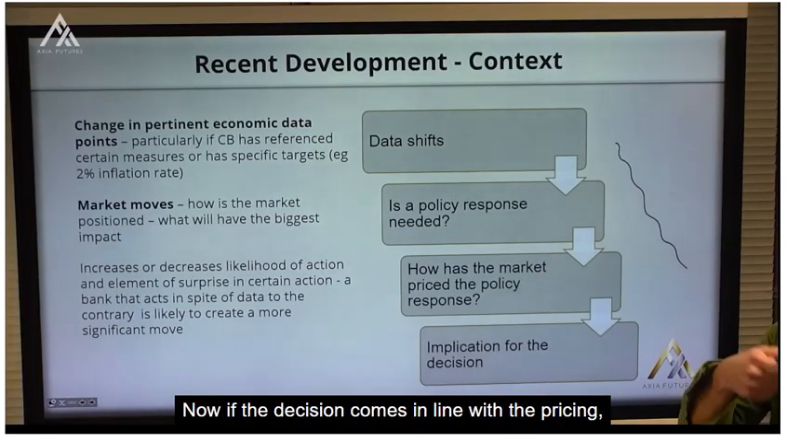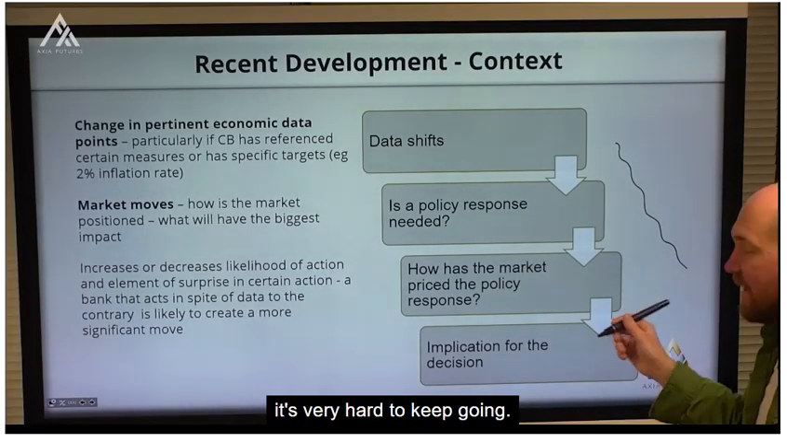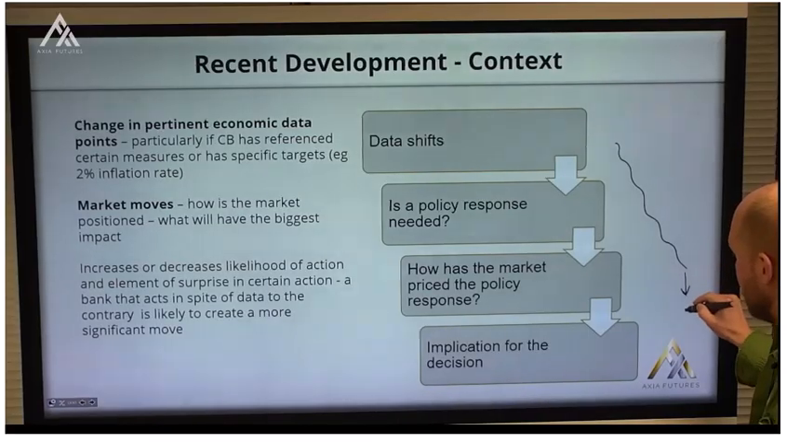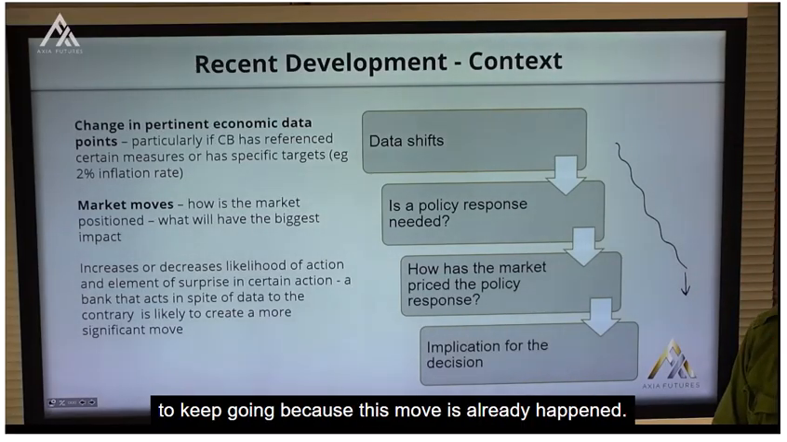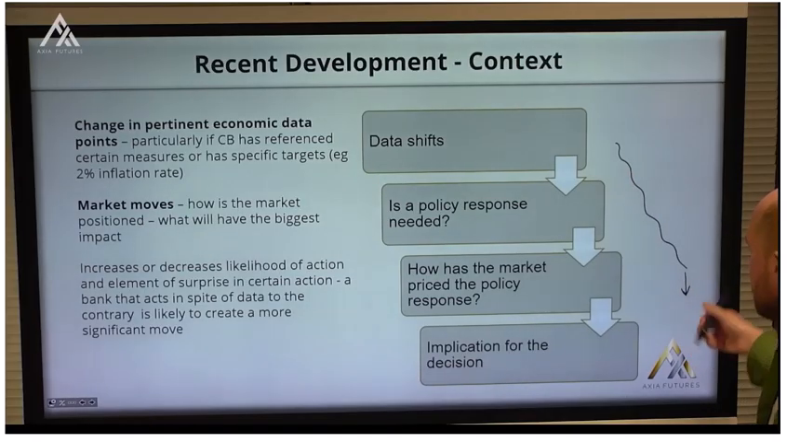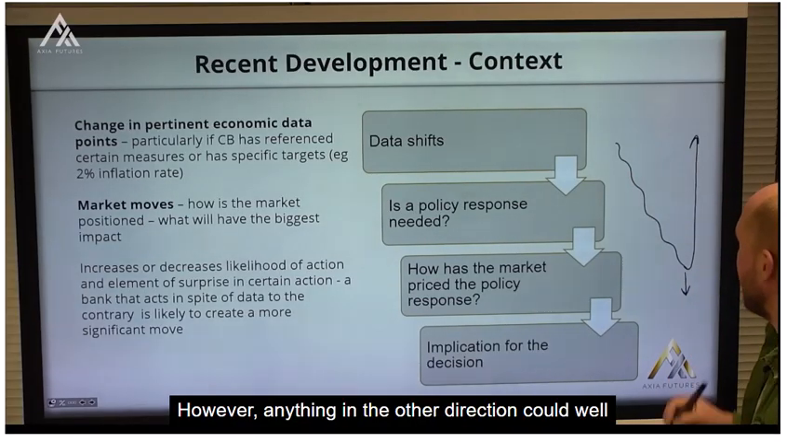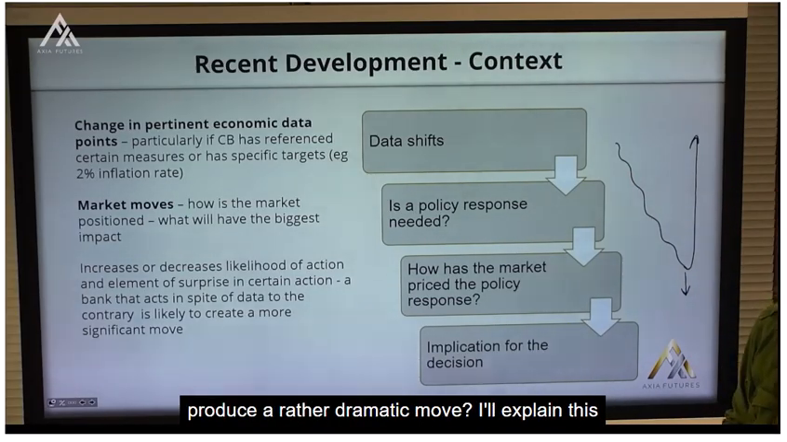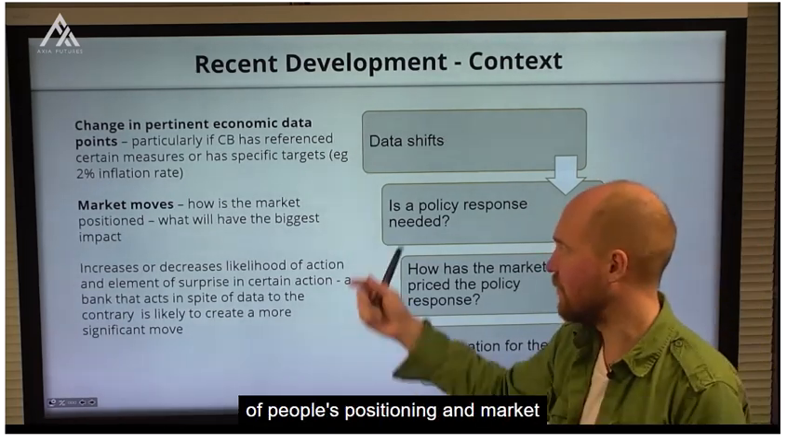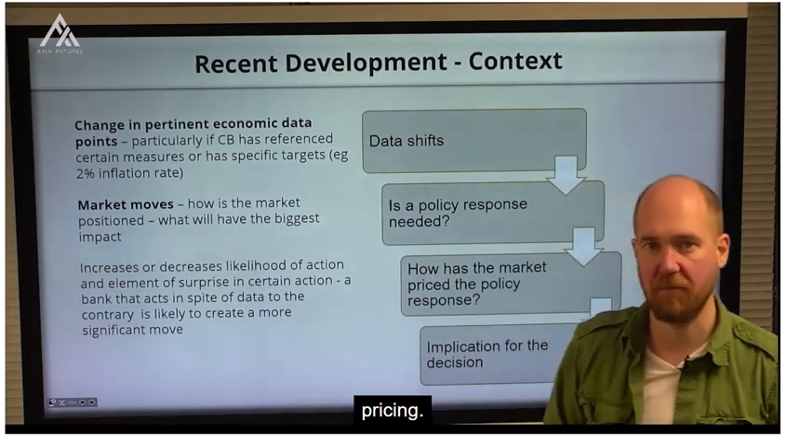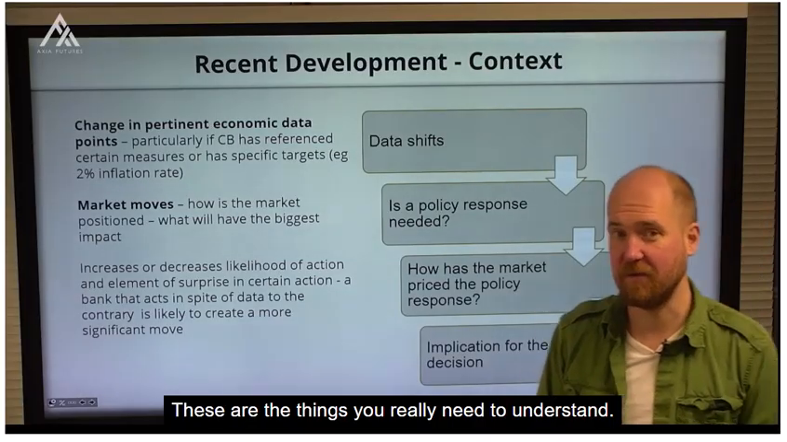Now, if the decision comes in line with the pricing, it's very hard to keep going. Even if the decision is more extreme, it's hard to keep going because this move has already happened. However, anything in the other direction could well produce a rather dramatic move. I'll explain this with charts in a moment, and the kind of thought process in terms of people's positioning and market pricing. These are the things you really need to understand.